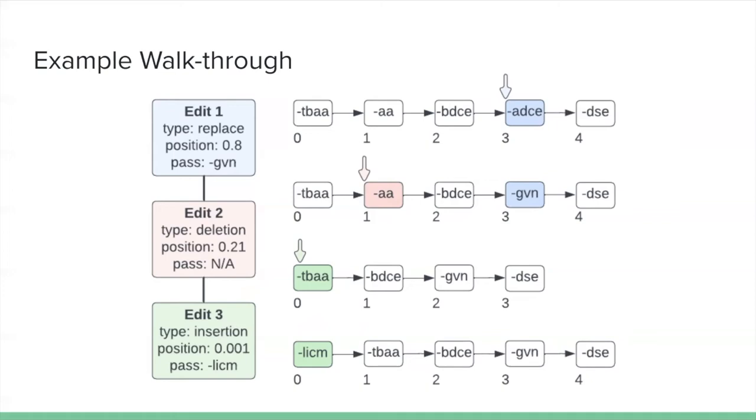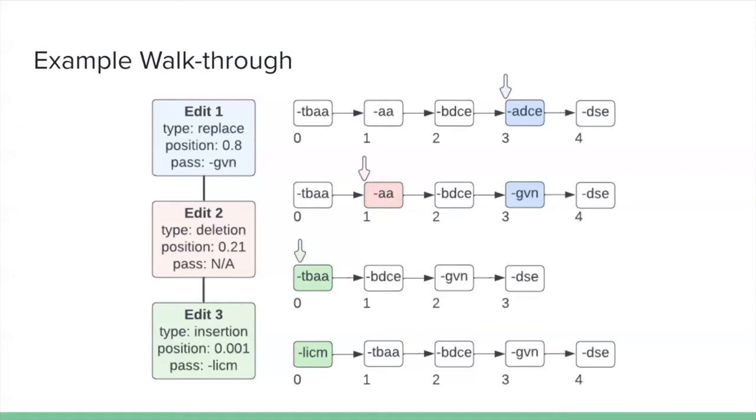In edit 2, we have a deletion at position 0.21. So we find the pass, which is AA, and go ahead and delete it. Then we have an insertion edit at position 0.001. So we insert the new pass LICM at the first spot of the sequence.